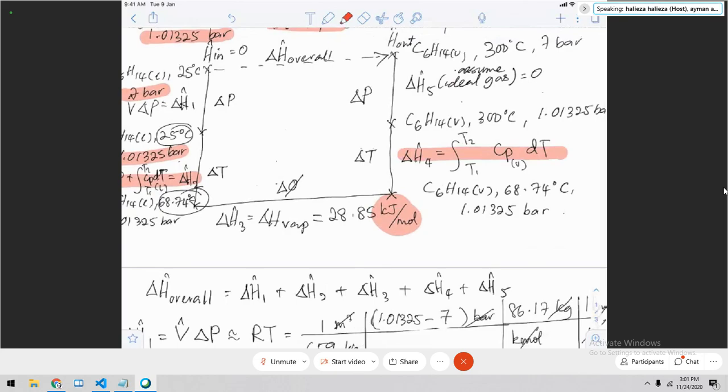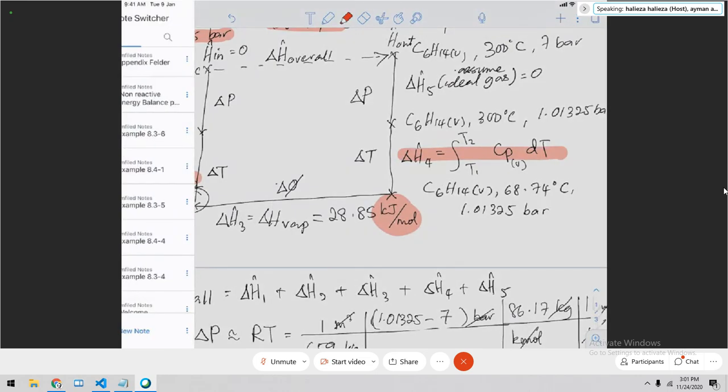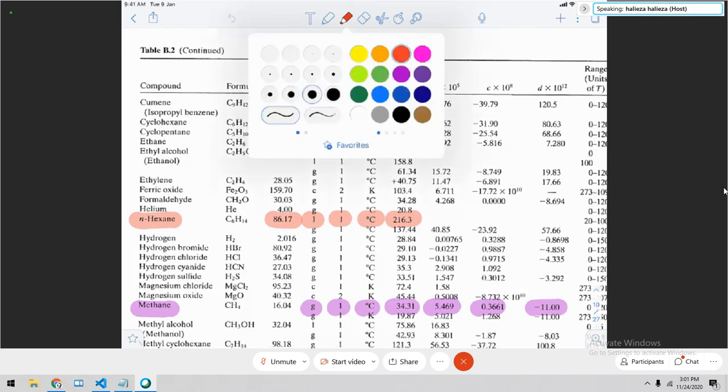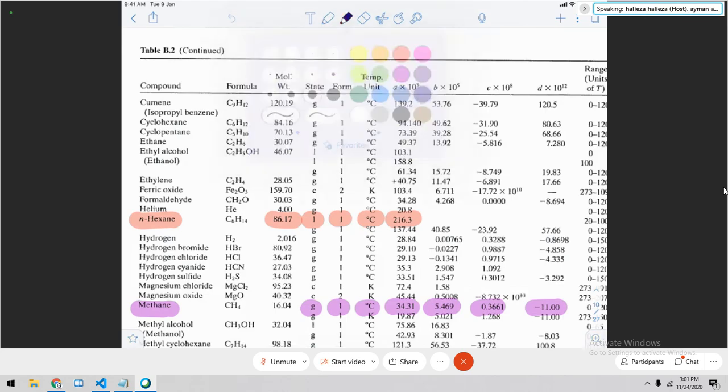So we need to go back to our appendix for the vapor. I'm going to change this to a different color. Let's use purple. We are looking at gas. Still having the same form: temperature in degree C, A times 10 to the power of 3, B times 10 to the power of 5, C times 10 to the power of 8, D times 10 to the power of 12. Okay, so we're going to use that.